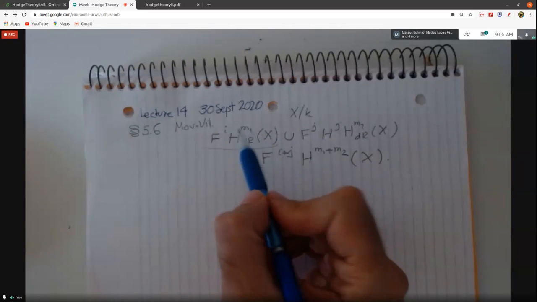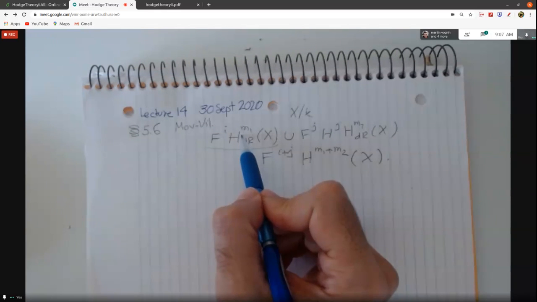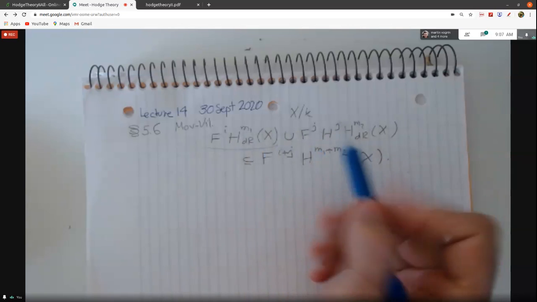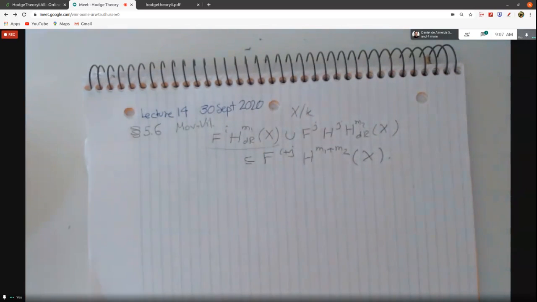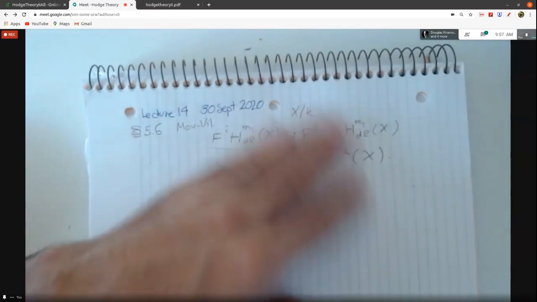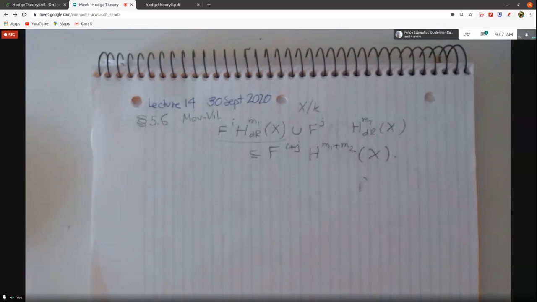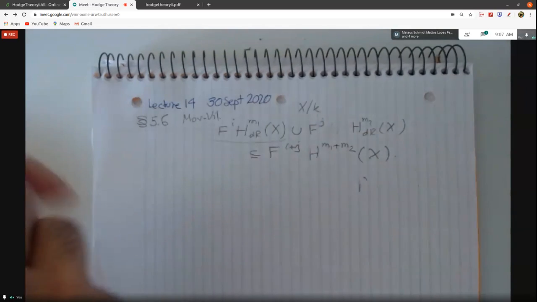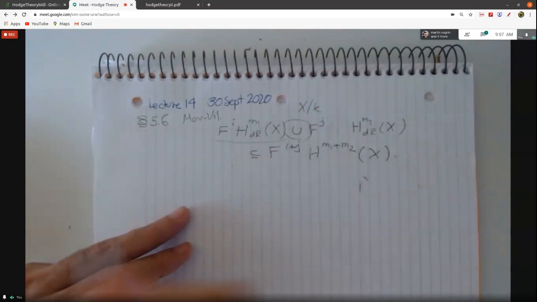And so if you make the cup product of the Hodge filtration F^i of H^{m1} and F^j of H^{m2}, it goes to the F^{i+j} piece. This is kind of immediate from the definition of the cup product and the Hodge filtration.